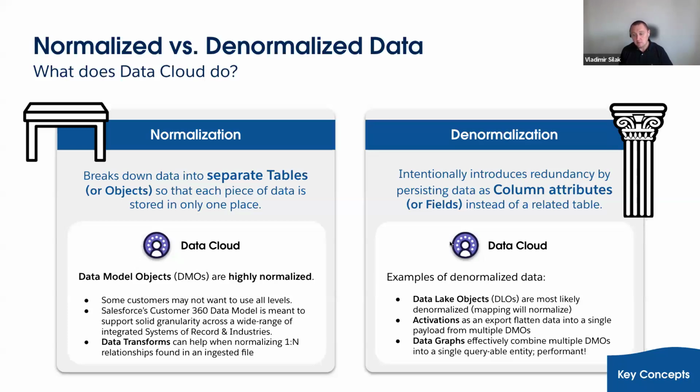Now, at the same time, we do have a denormalized state. When you bring the data in, most of the time we've seen it coming in denormalized, so your data lake objects that come from different systems will potentially be denormalized. When we create segments and activate them into external systems, and we add different attributes potentially from different tables, we're flattening it into one single payload. Think of that one row of information with multiple attributes. We technically denormalize the information because we join the tables, take that information and push it together into one row.